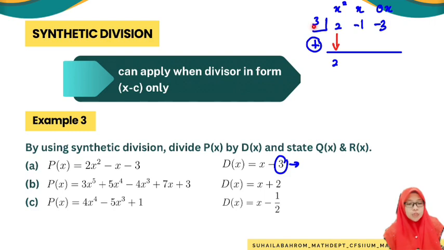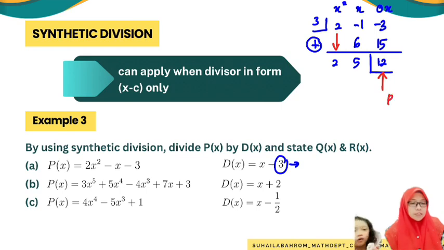And then we have to multiply 2 by the value of c first. So 2 times 3 is equivalent to 6. We will put 6 next to the coefficient, which in this case is the coefficient of x. And then we have to add negative 1 plus 6. So you will get 5. And then again, we have to repeat the same step. 5 times 3, so you will get 15. And the operation here, negative 3 plus 15. So you will get the remainder, which is 12.